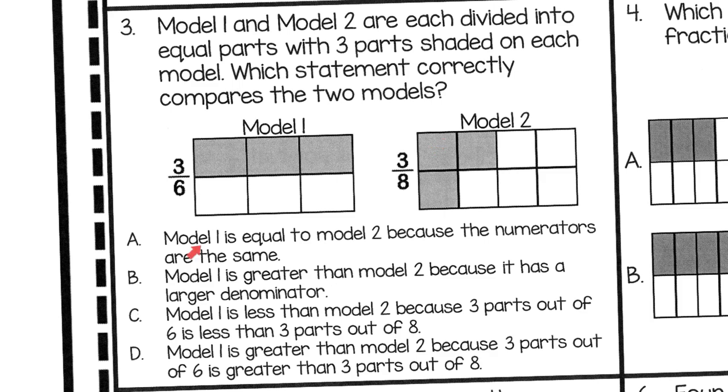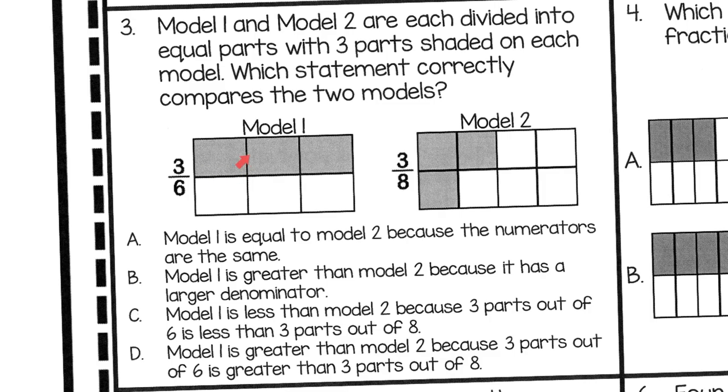Okay. So is Model 1 equal to Model 2 because the top numbers are the same? Model 1 is greater than 2 because it has a larger denominator. Model 1 is less than Model 2 because 3 parts out of 6 is less than 3 parts out of 8. Or Model 1 is greater than Model 2 because 3 parts out of 6 is greater than 3 parts out of 8. So that's interesting. So we're talking about what's shaded in.